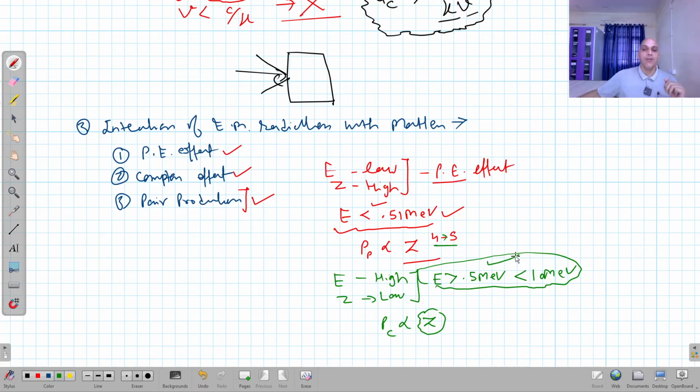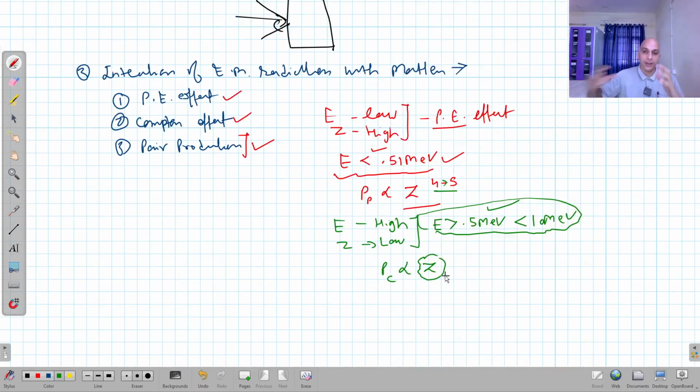And the one thing that I want to tell you is that the Compton effect is the process of interaction of an individual photon with an individual electron. Here we are not taking into consideration the interaction between the atom and the photon. Here the interaction is between the photon and electron. We are considering the electron as a separate entity, right? So this is the requirement.